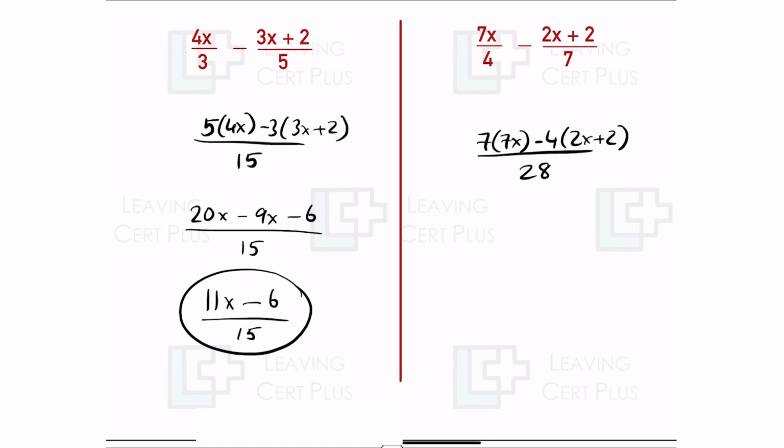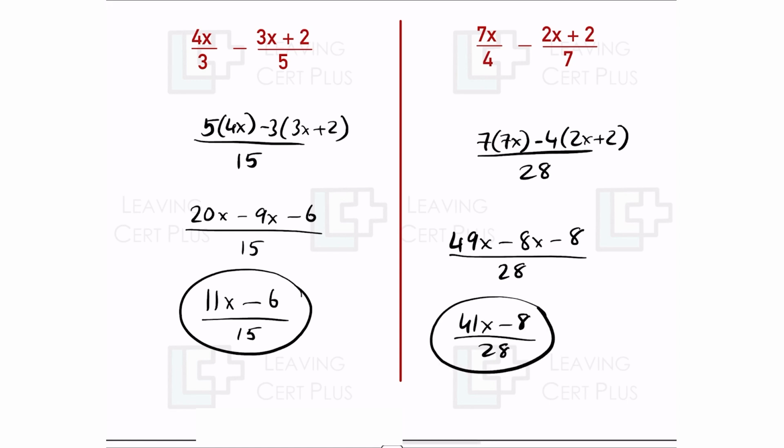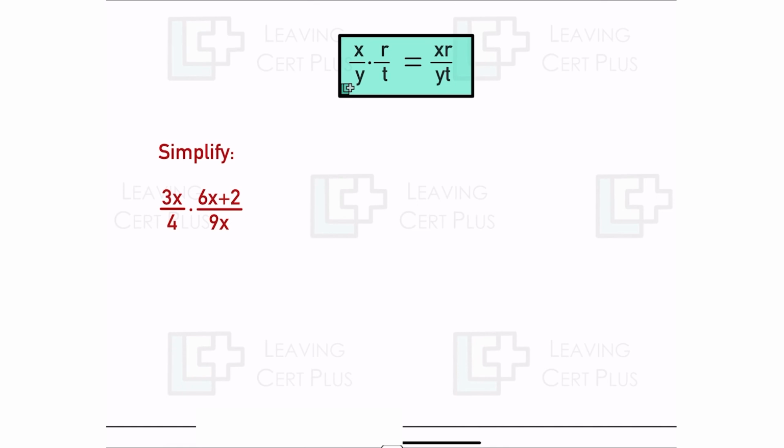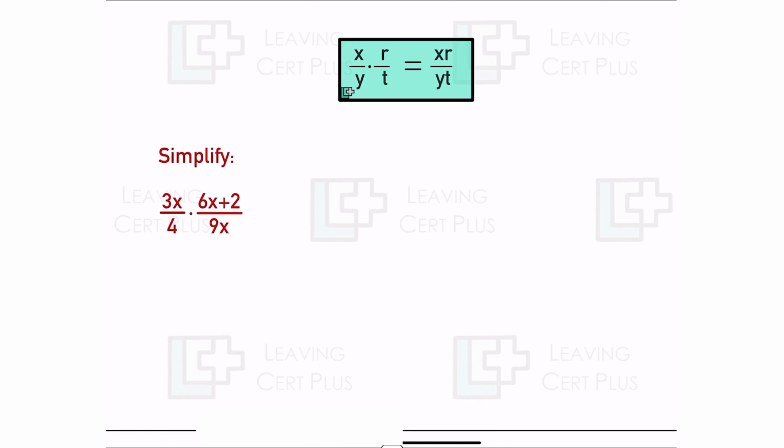So multiplying out the brackets, we've got 49x, 7 sevens are 49, minus 8x minus 8 all over 28. Simplifying here, we've got 41x minus 8 over 28. And that's your answer. So when we're multiplying fractions, then it's just top by top and bottom by bottom.